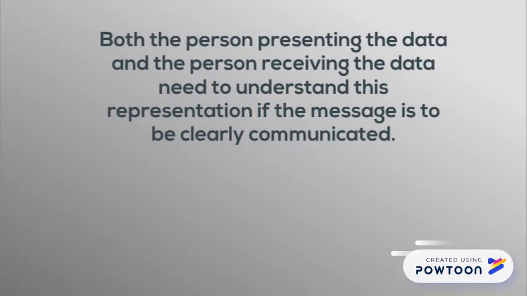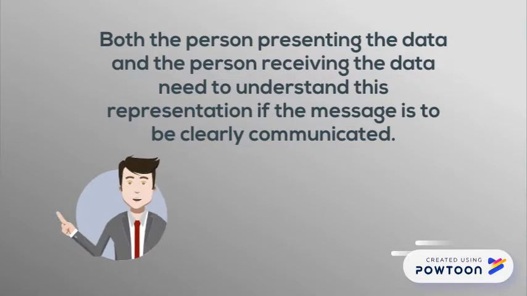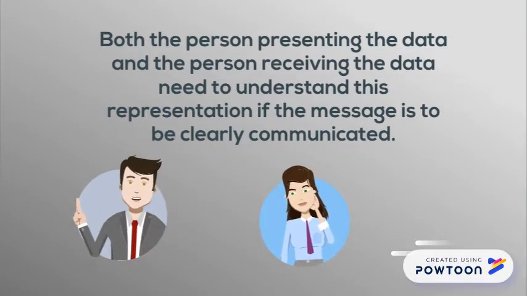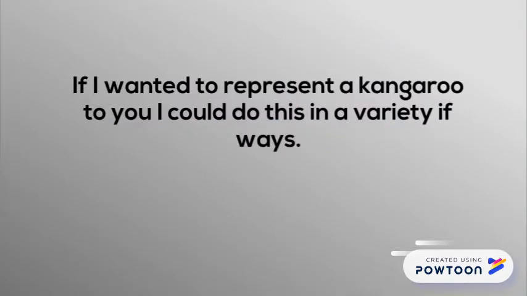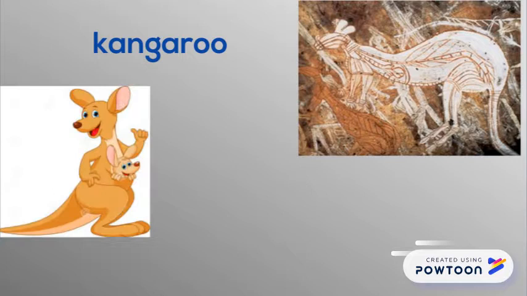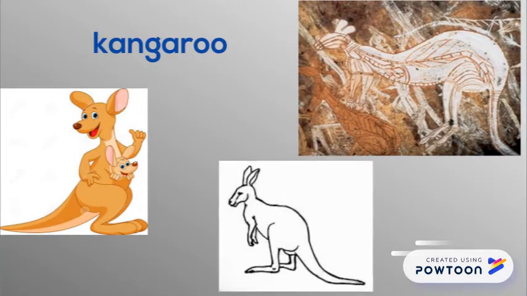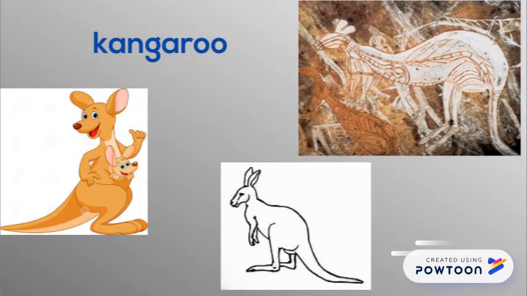Both the person presenting the data and the person receiving the data need to understand this representation if the message is to be clearly communicated. If I wanted to represent a kangaroo to you, I could do this in a variety of ways. I could print the word kangaroo, I could show you a rock painting, an animated drawing, or a simple line drawing. All of these representations could communicate the data from me to you.